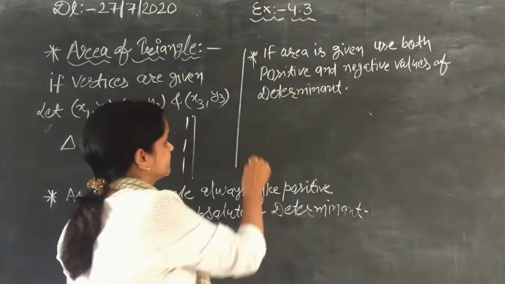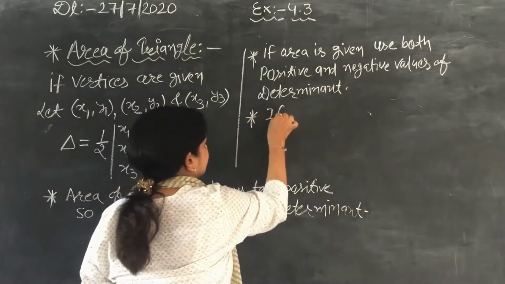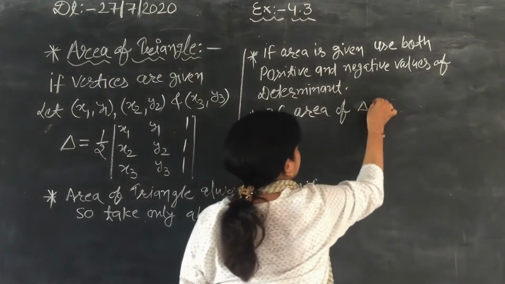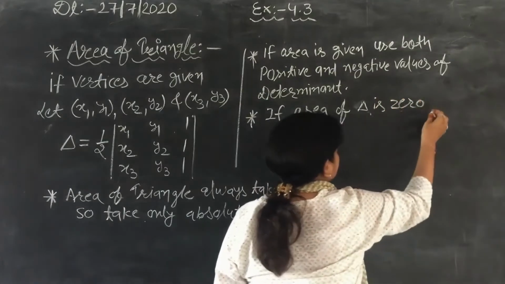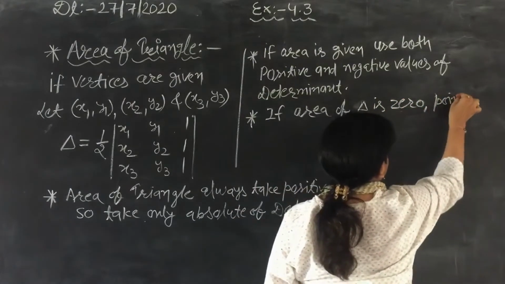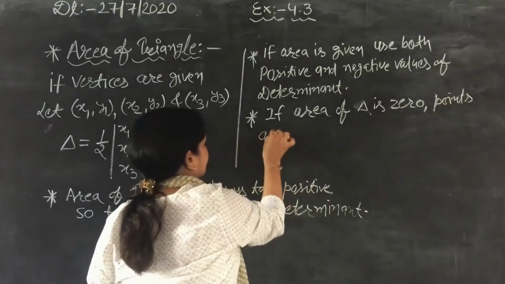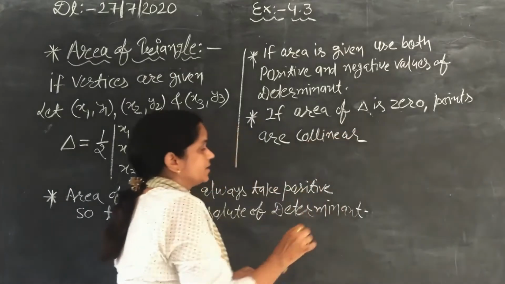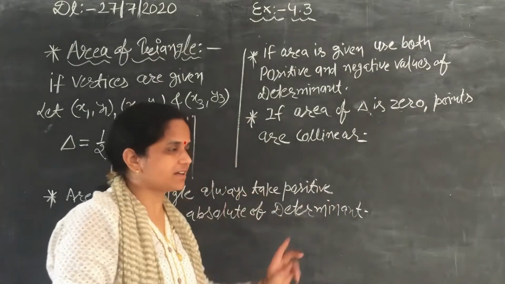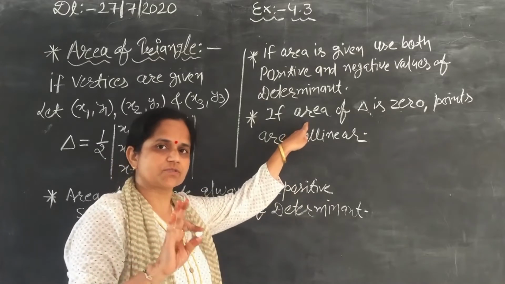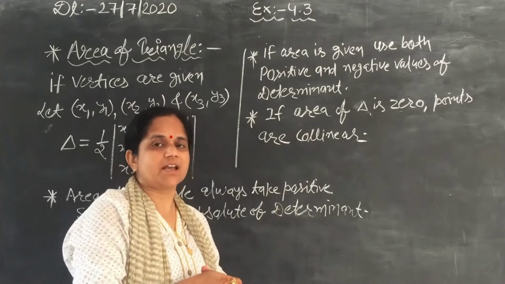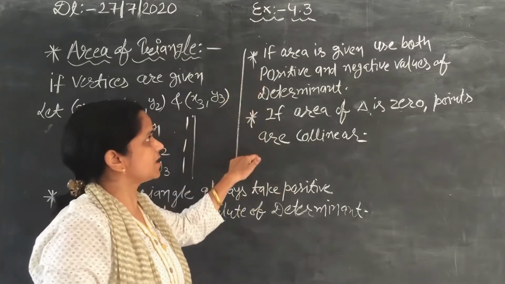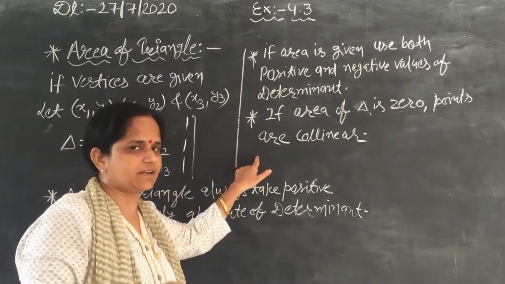And third point, if area of triangle is 0, points are collinear. Okay, and if points are collinear, then area will be 0. Okay students, so if area is given and we have to find the unknown, we use the area and both values, positive and negative.